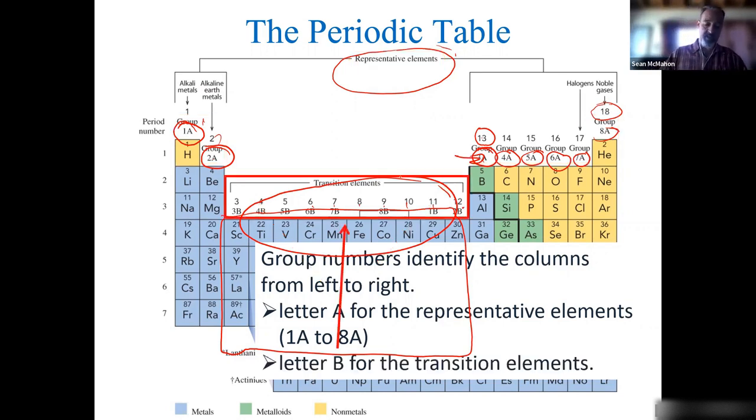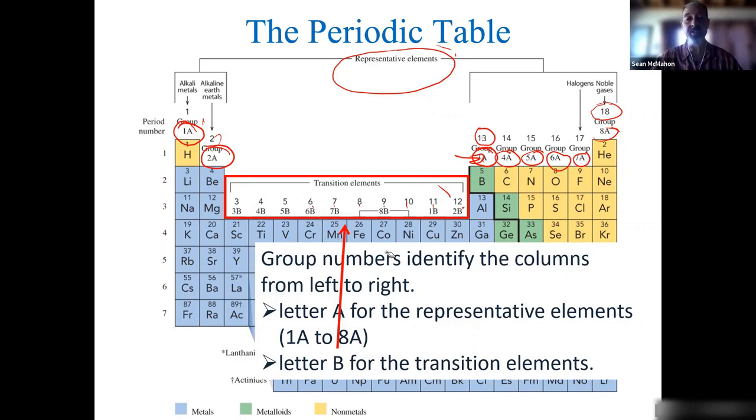The letter B is to denote the transition elements, the transition metals. So those are the ones in the valley.